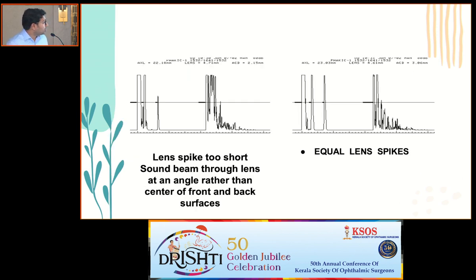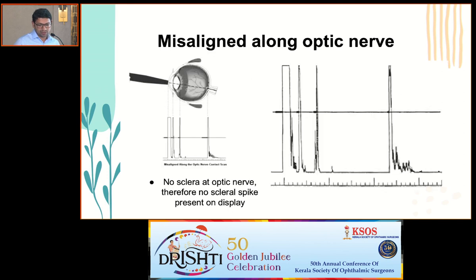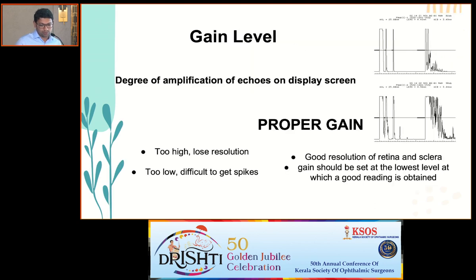Whenever you look at the lens spikes, there should be equal lens spikes from the anterior and posterior capsule. If they are different, it means it is not well aligned. So the retinal spike should be 90 degrees from the baseline, and the anterior and posterior lens spikes should be of similar length. If the probe is focused towards the optic nerve, there will be missing scleral spikes. In this picture, after the retina you can see only the orbital fat, with no scleral spikes. That means it is directed towards the optic nerve, so this gives a false value.